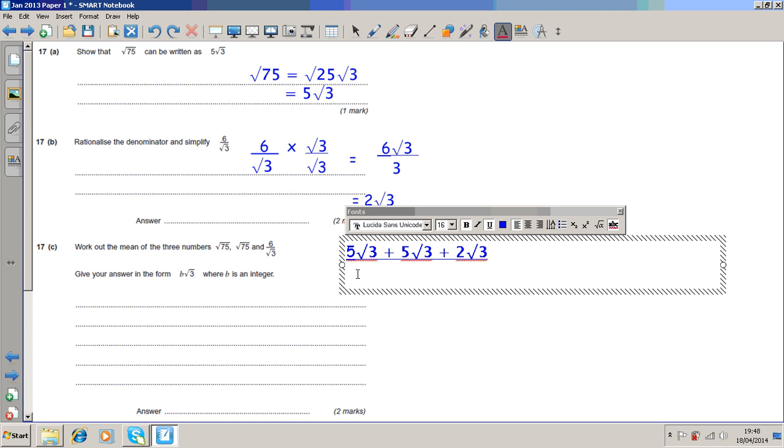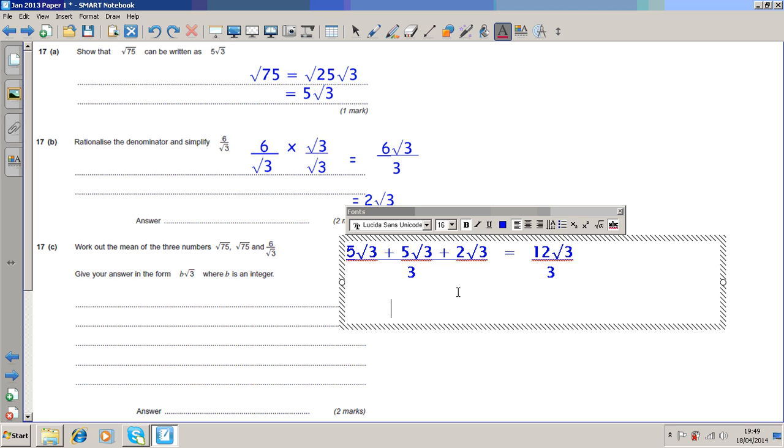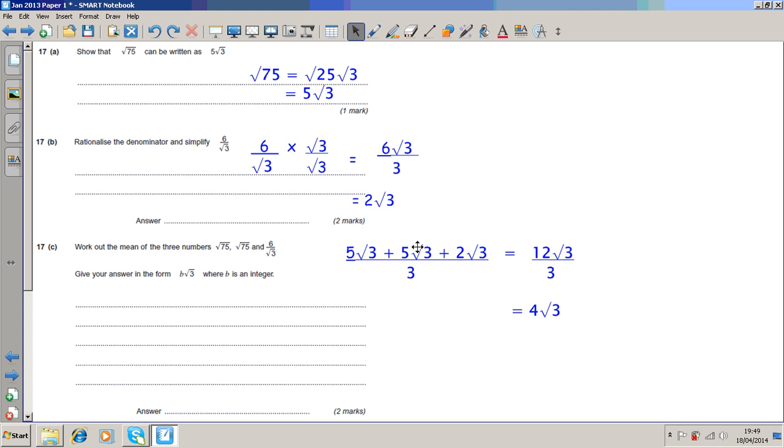Because there are 3 numbers there, I'm going to divide it by 3. So how many root 3s have I got? 5, add 5 is 10, add 2 is 12. So I've got 12 root 3, which I'm going to divide by 3. And 12 divided by 3 is 4. So that's going to be 4 root 3 as our answer.